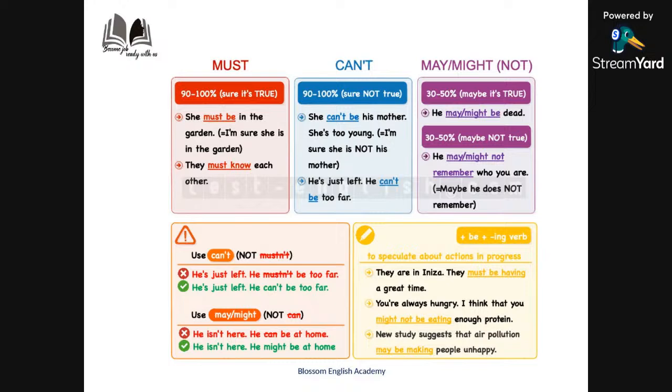And "may" or "might" instead of "can" is also wrong. Here, when you talk about possibility, you must use "may" or "might." But when you talk about ability, you must use "can." "He can be at home" would mean the ability of him being at home. No, we are not talking about ability here. We are just saying that he's not here, he is somewhere else, and there is a 30 to 50% chance of him being at home.